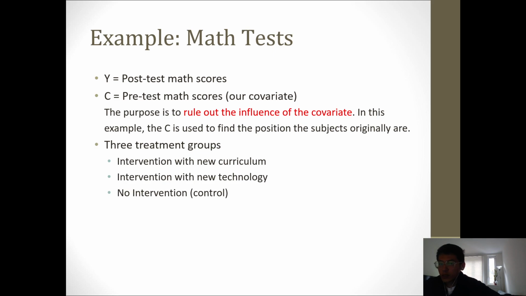In our data set, we have three treatment groups: the intervention with new curriculum, the intervention with new technology, and no intervention, which is the control. We will denote those three groups as group 1, 2, and 3. Just keep in mind that our reference group is going to be group 3, which is the control group.